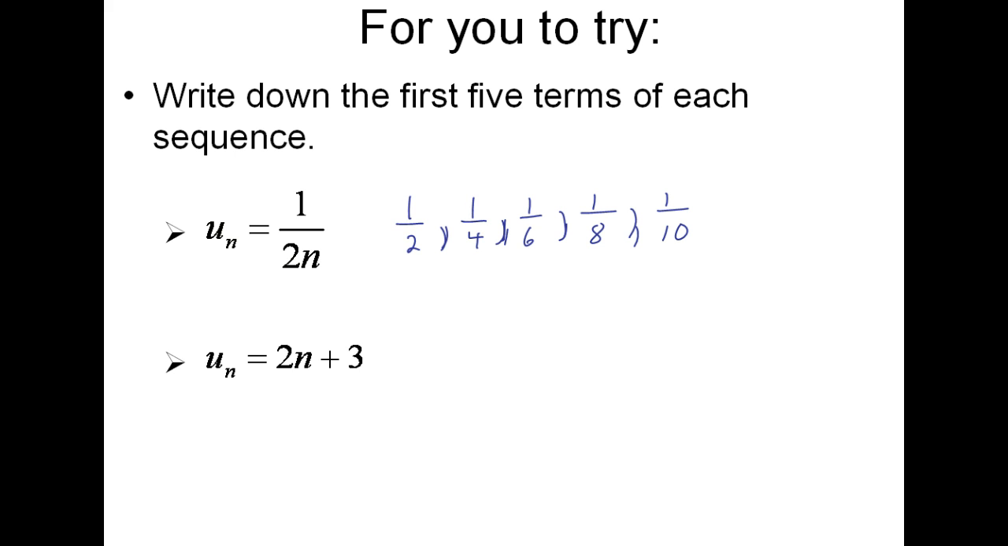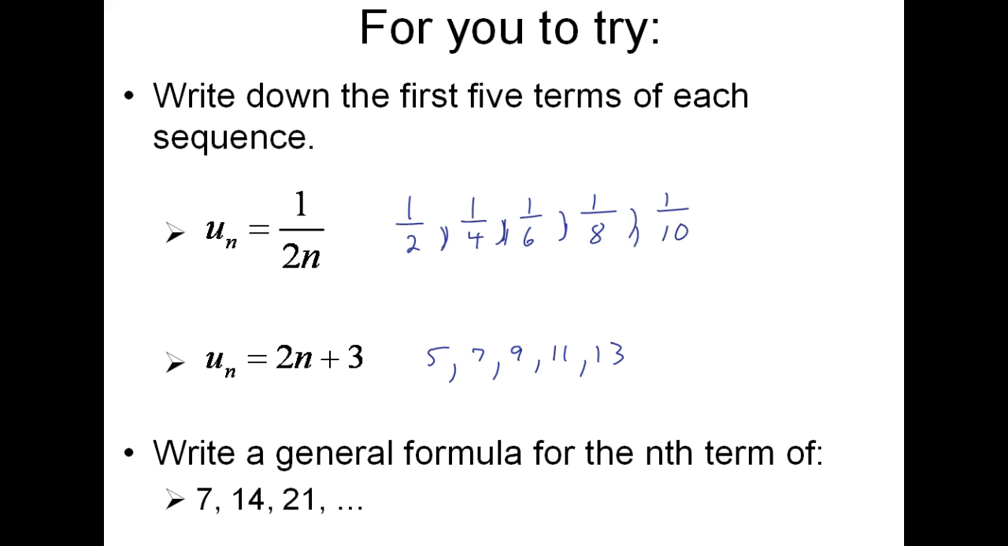Next, 2n plus 3, so 2 times 1 plus 3 is 5, 2 times 2 plus 3 is 7, 2 times 3 plus 3 is 9, 2 times 4 plus 3 is 11, and 2 times 5 plus 3 is 13. So those are not too difficult.